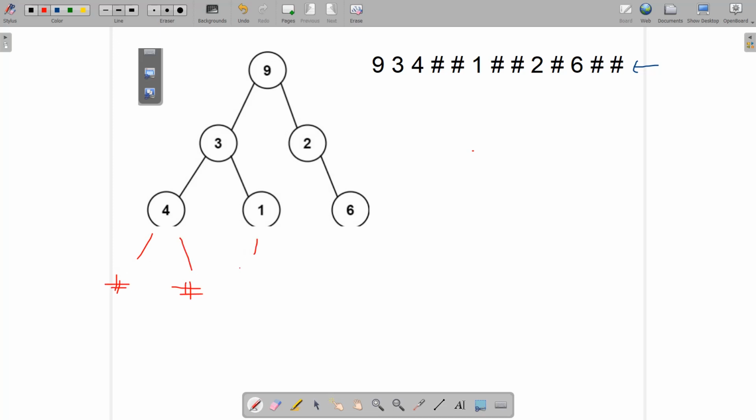Let me do it as fast as possible. Like this hash and this hash. There is also a hash, and one more hash for the left subtree of this 2. Okay, so what we are going to do is start from the leaf nodes. And why are we going to start from the leaf nodes?